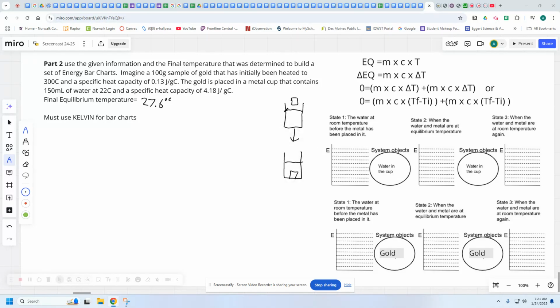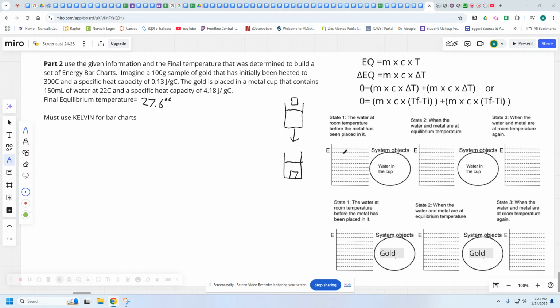This is part 2 of calculating EQ, but today I'm going to show you guys how to use the temperatures and the change in temperatures to build bar charts. And in order to do that, we have to go over to the mathematical relationships and look at the ones that apply most to building the bar charts.